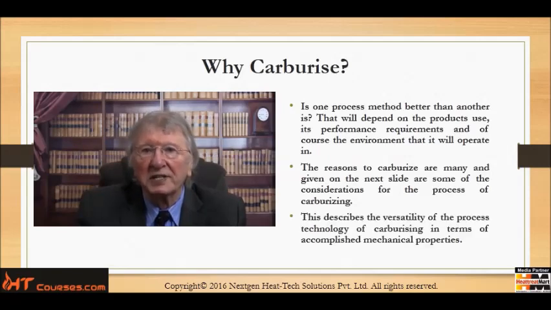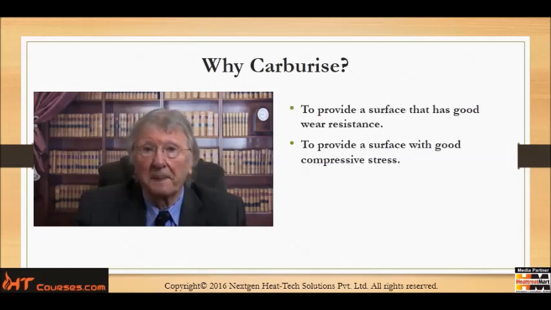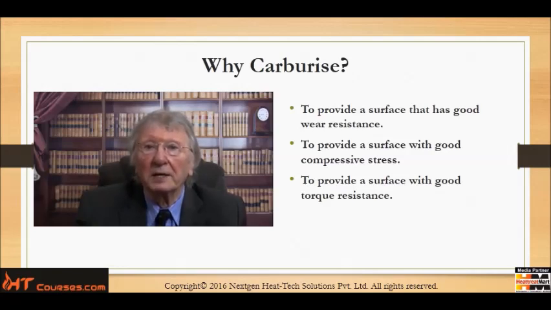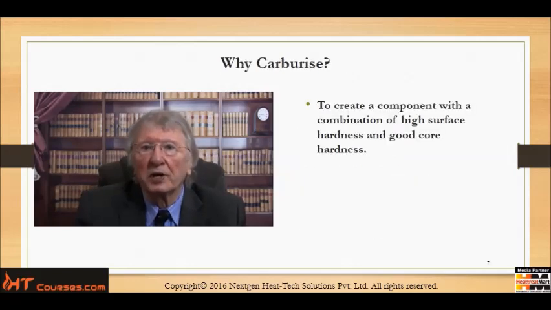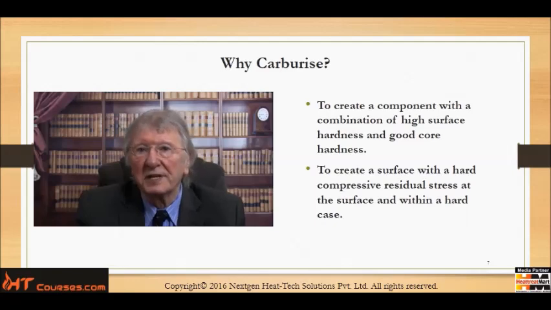This describes the versatility of the process technology of carburizing in terms of accomplished mechanical properties. We can provide a surface that has good wear resistance, a surface with good compressive stress, a surface with good torque resistance, a surface with a good impact strength, a component with a combination of high surface hardness and good core hardness, and a surface with a hard compressive residual stress at the surface within a hard case.